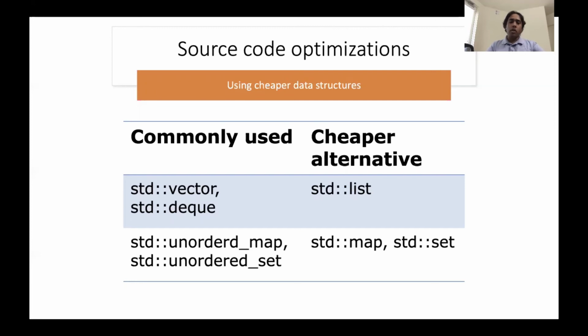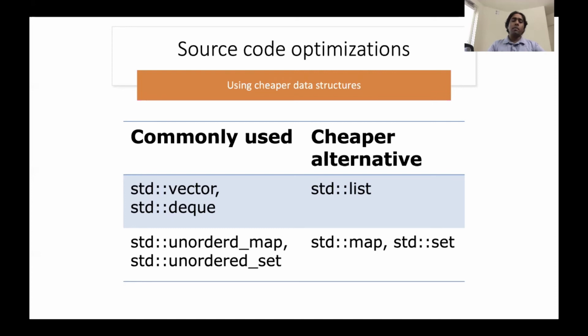Here I will be talking about C++ standard library data structures like vector and deque. These are very commonly used, but they have more code size footprint than std::list, which is a doubly linked list. People tend to use vector over list all the time, but when we don't care about performance, we don't have to use vector or deque. List is much cheaper. I'll share the numbers in the next slide.